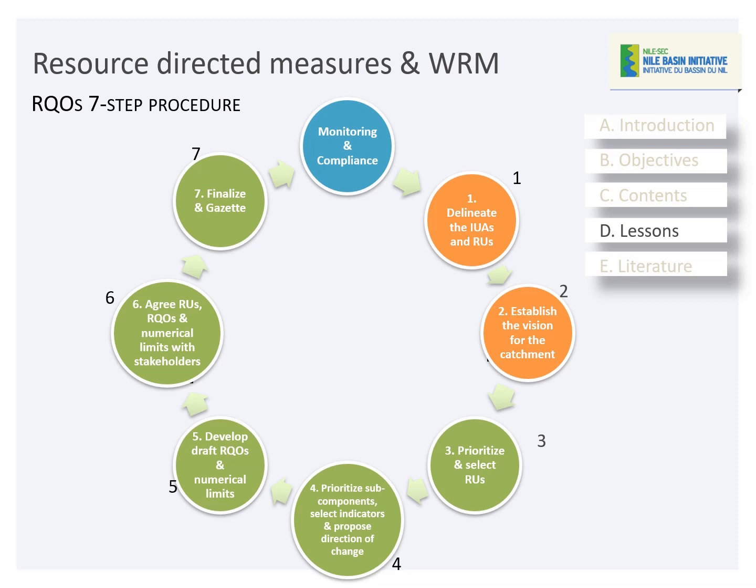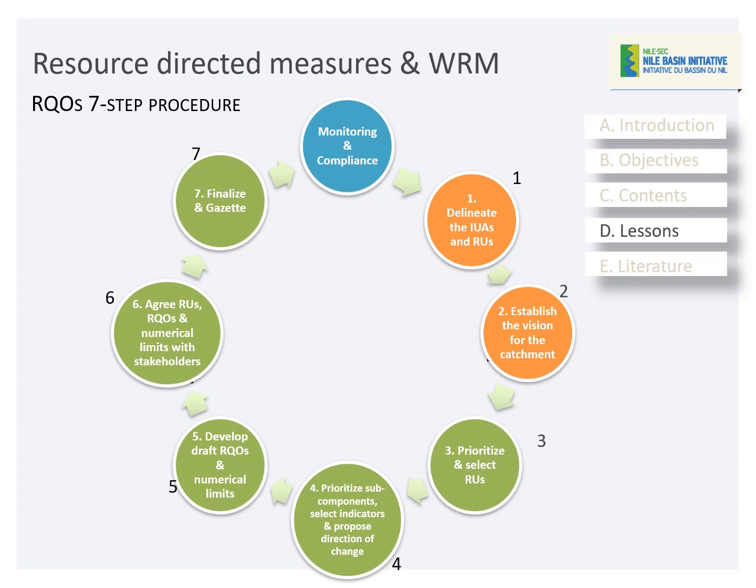Then prioritizing subcomponents and indicators includes, for example, looking at: are we going to look at quantity or quality, habitat or biota, or multiple different components, for example? We would then go through the process of drafting resource quality objectives and those limits.